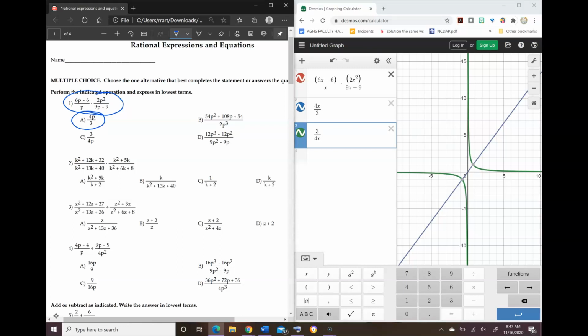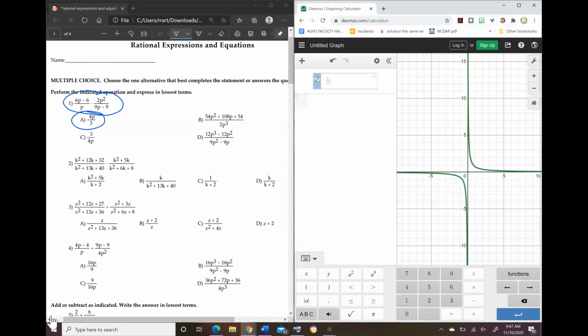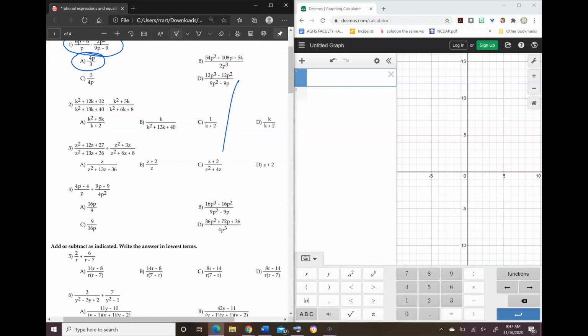Okay? You can do it with any operation. I'm going to do one of each operation, okay? So let's go down and do a division. Okay? So I have a division problem right here. Number 3 is a division problem. So we're going to type it in. Definitely using x's. So x squared plus 12x plus 27.